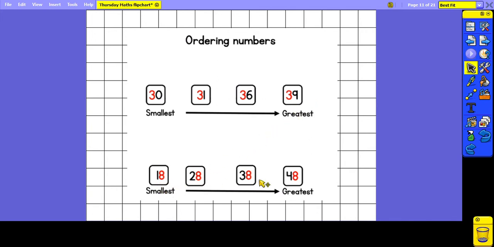And here is another example. This time you will notice with these numbers that the ones are always the same. Each number has got 8 ones. However, the tens are changing. So this time we need to look at the tens to help us work out the order. So the smallest has 1 ten, the next smallest has 2 tens, then 3 tens, and the greatest has 4 tens.